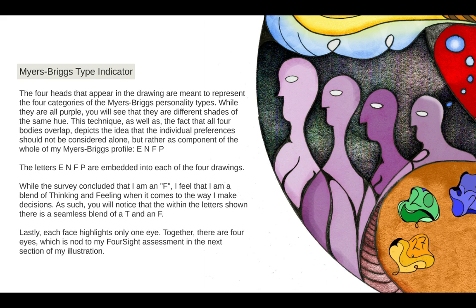While the survey concluded that I am an F, I feel that I am a blend of thinking and feeling when it comes to the way that I make decisions. As such, you will notice that within the letters shown, there is a seamless blend of a T and an F. Lastly, each face highlights only one eye. Together there are 4 eyes, which is a nod to my foresight assessment, which you'll see in the next section of my illustration.